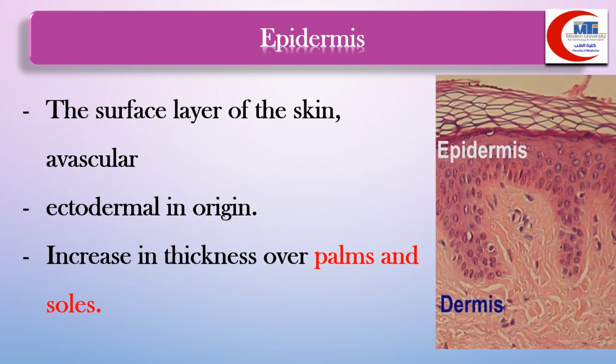The epidermis is the surface or superficial layer of the skin. It is formed of stratified squamous keratinized epithelium, so it is an avascular structure. It is ectodermal in origin and increases in thickness over palms and soles.